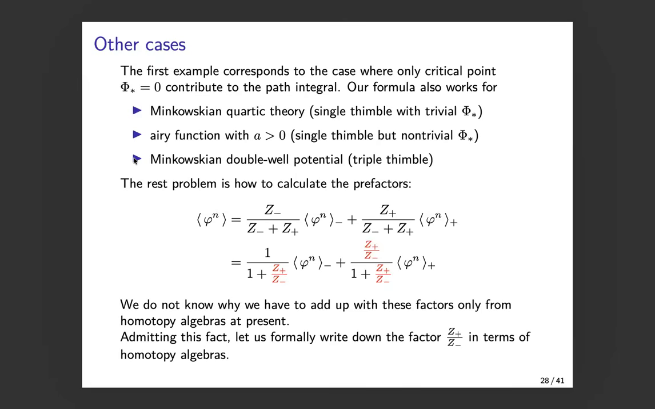We do not know why we have to adapt these factors, only from homotopy algebra to present. So for now, admitting this fact that we have to adapt something like this coefficient, let us formally calculate this part of the relative ratio in terms of homotopy algebra, and then we can calculate the full correlation function at least in terms of correlation homotopy algebra.